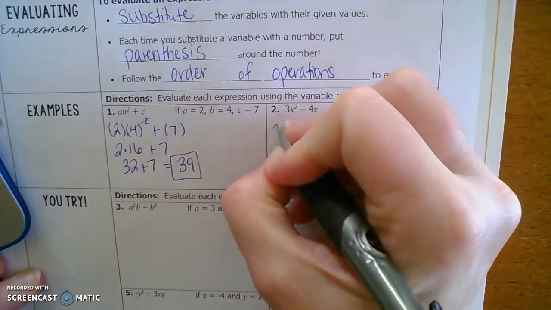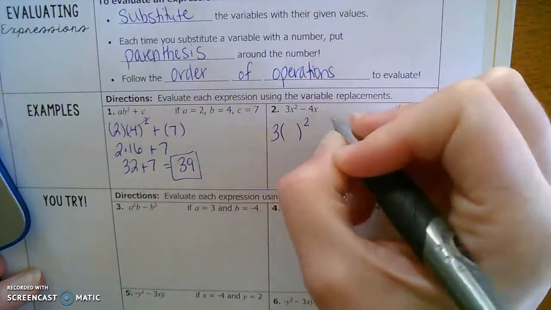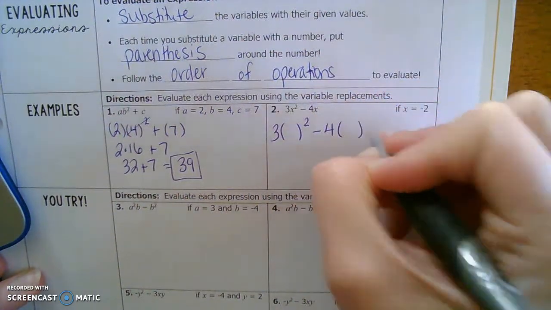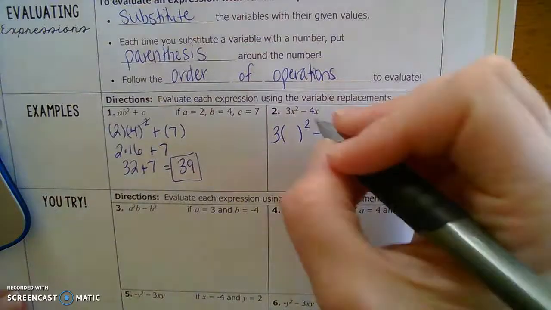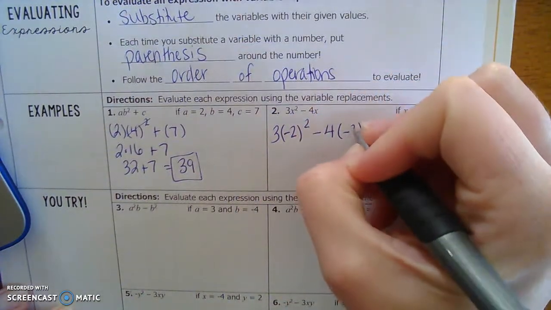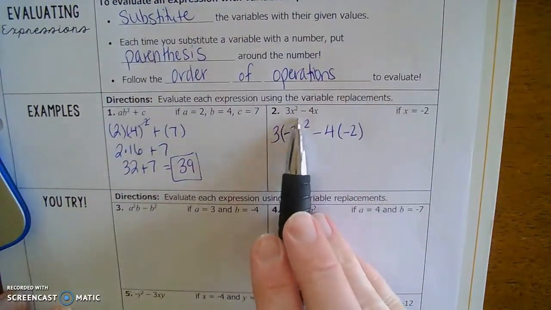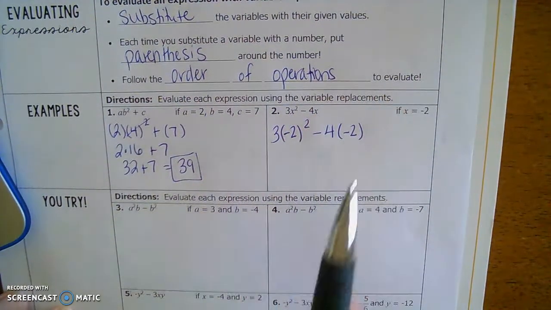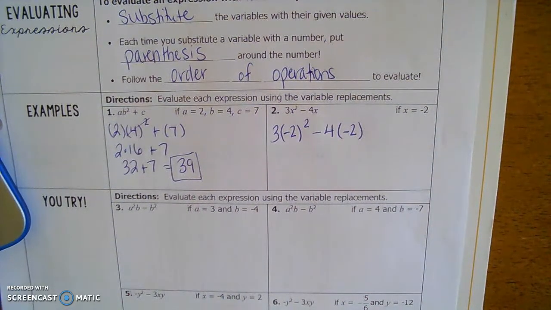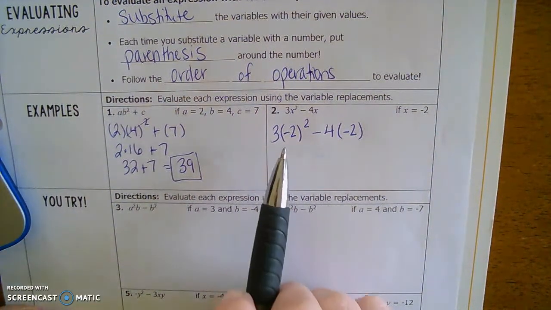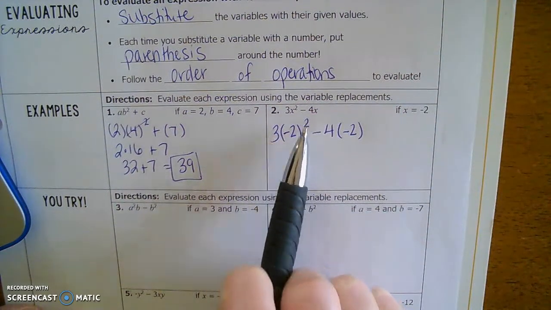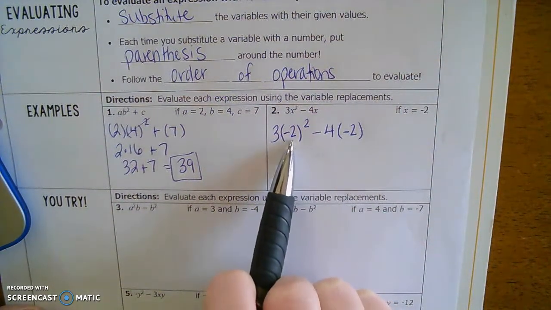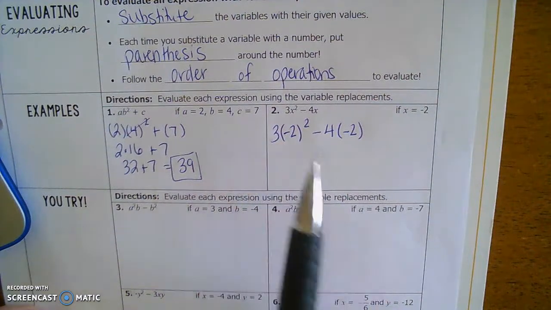Number 2 would look like this: 3 parentheses squared minus 4 parentheses. Then in the parentheses is negative 2. Only one variable this time, which is x, so you'll put negative 2 in both sets of parentheses. So again, this doesn't mean we multiply first. We need to do negative 2 squared, which is positive 4. If you don't have the parentheses, it will give you negative 4.